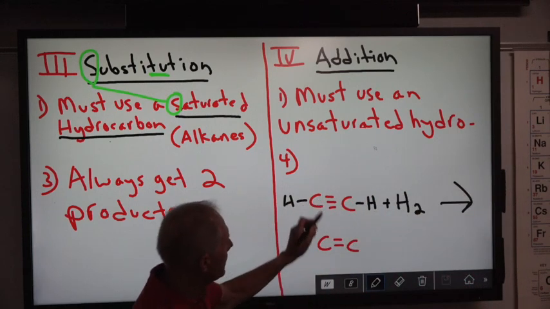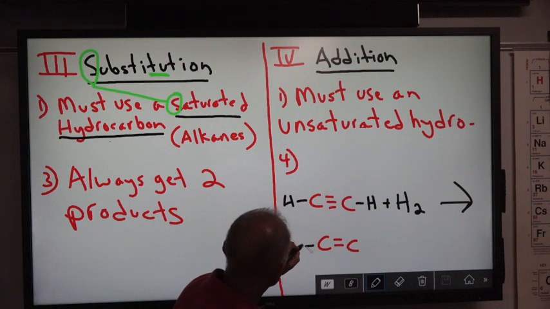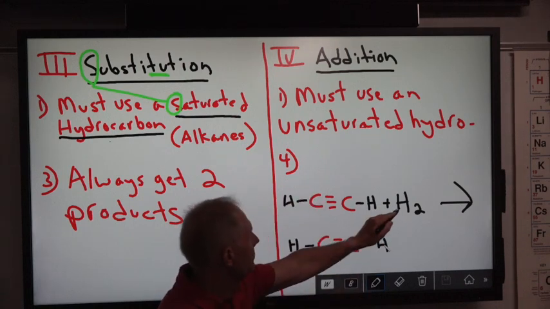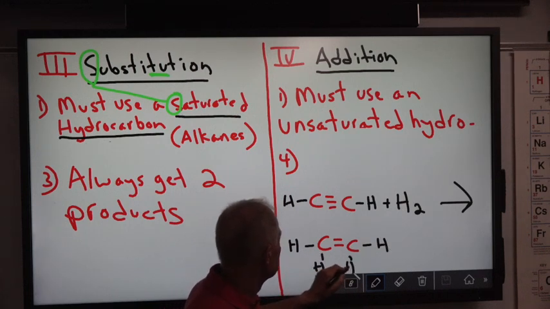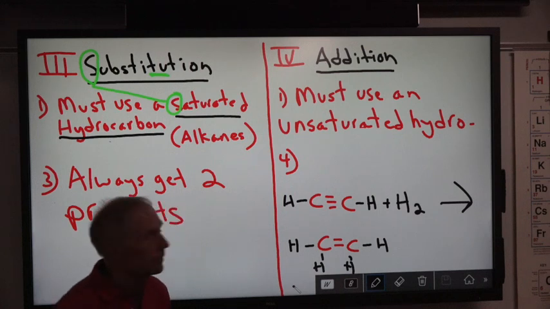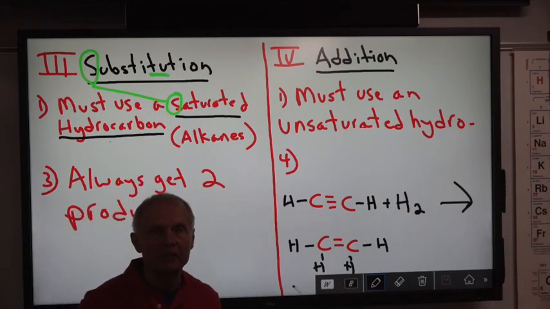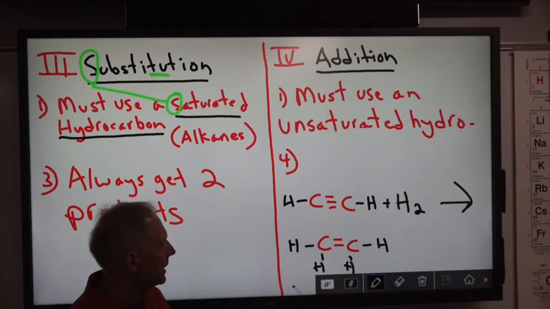So from triple it went to double. Now we have 2 more sites. So we got that original H, this original H, but then we can put 2 more H's on there. Like that. Okay? That's substitution, and that is addition. They're pretty easy. All right, so those 2 are taken care of.